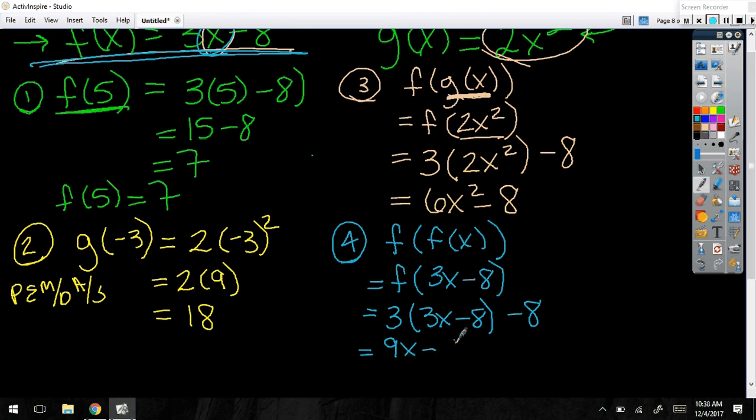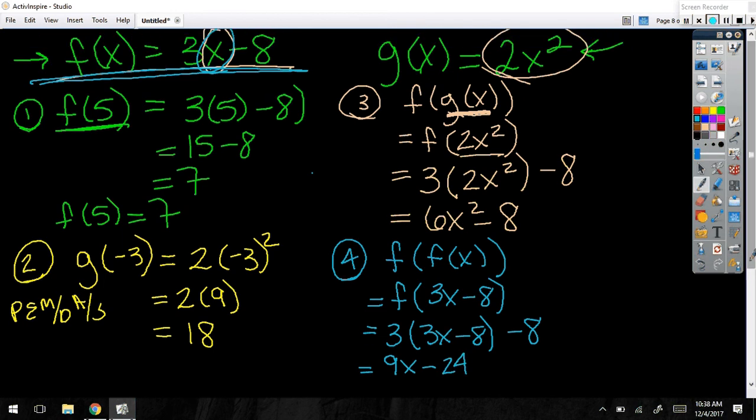3 times 3x minus 8, minus 8. Now this one is a matter of distributing. Look at the original f. The original f is 3x minus 8. Why is it 3x? Because whatever is in these parentheses gets plugged in for the x. So the original equation was 3x minus 8, and we replaced that x with what was in parentheses.